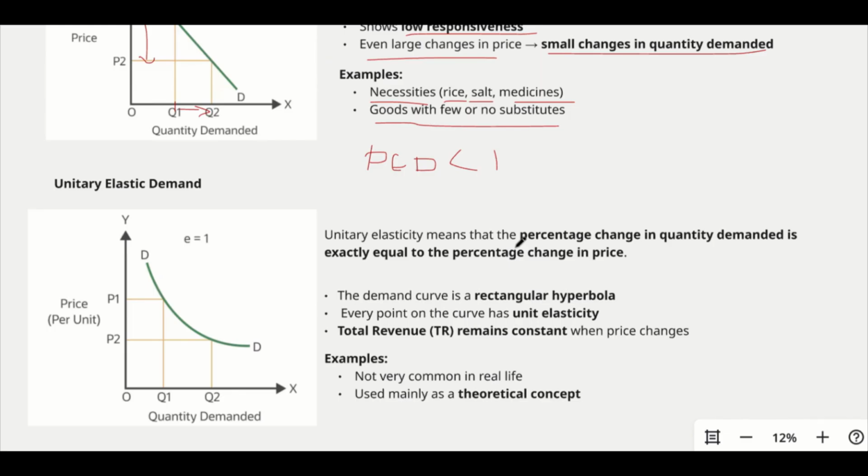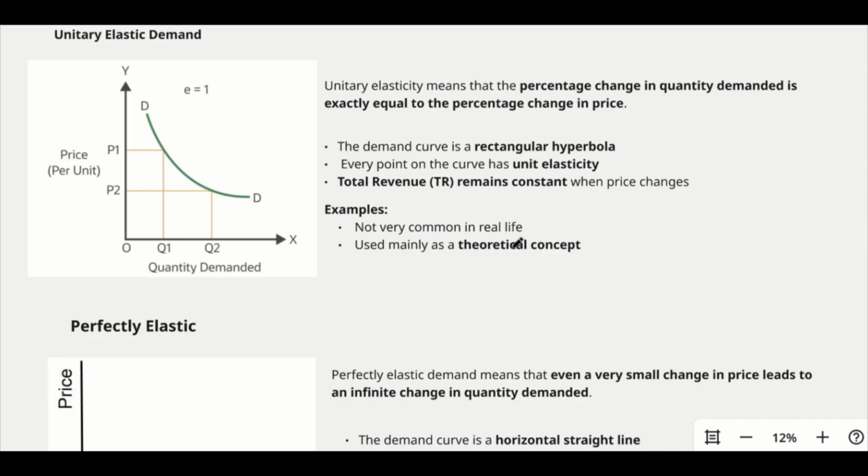And next we have the unitary elastic. So what about unitary elastic demand? Unitary elasticity means that the percentage change in the quantity demanded is exactly equal to the percentage change in the price, which means that if there is a 1% change in the price, there will be a 1% change in the quantity demanded. It will be exactly the same. Mostly we will be taking a rectangular hyperbola to show the demand, just like this, and every point on the curve has unit elasticity.